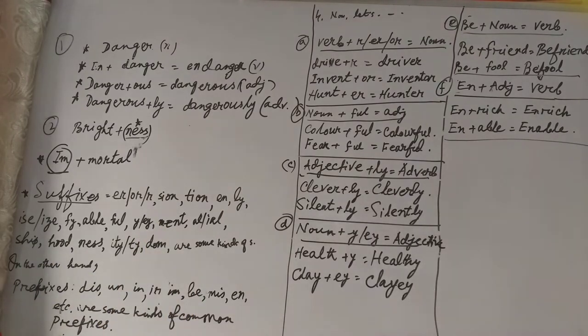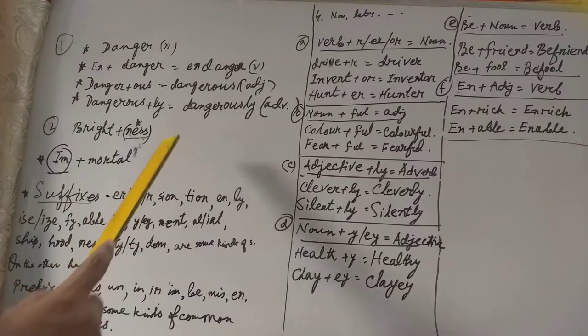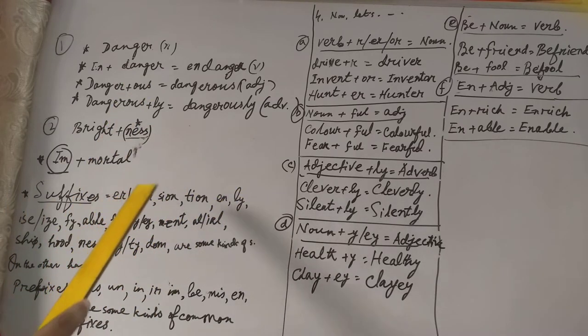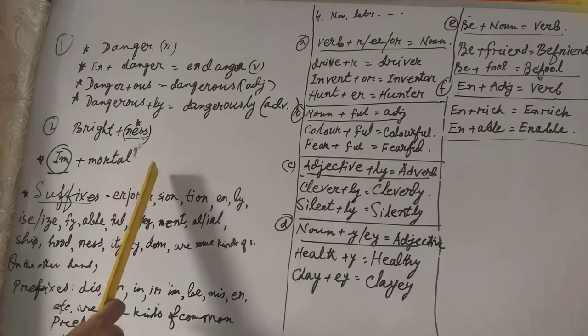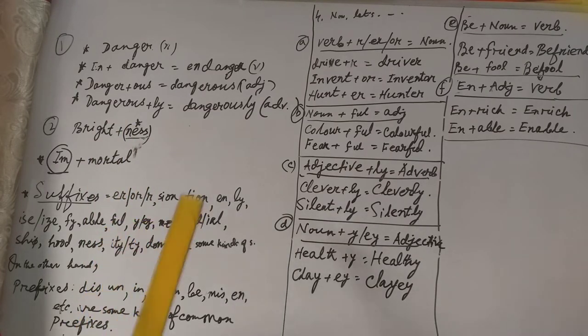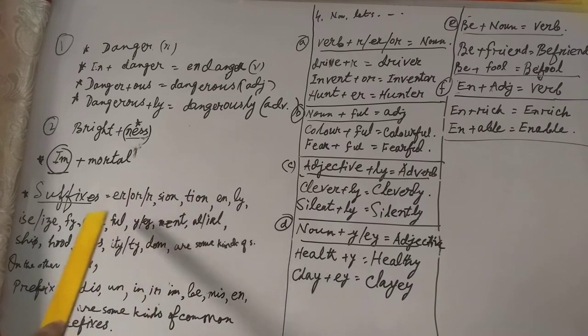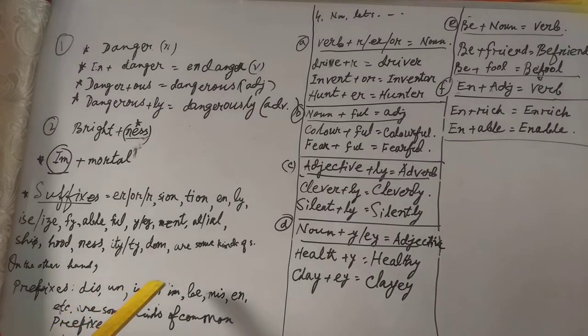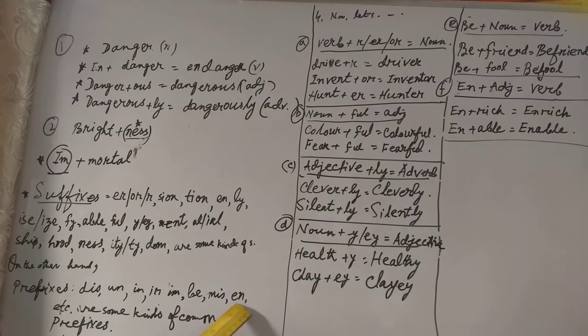So now the students, let us come to see what are the letters which are added before a root word and after a root word. The letters which are added before a root word are called prefixes, and the possible prefixes might be DIS, UN, IN, IR, IM, BE, MIS, EM, etc.